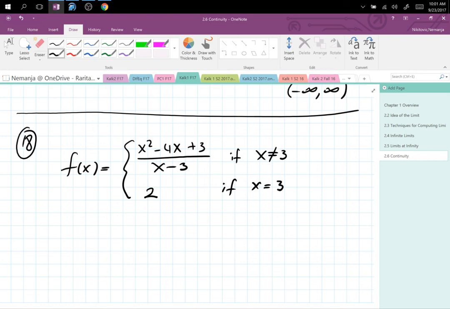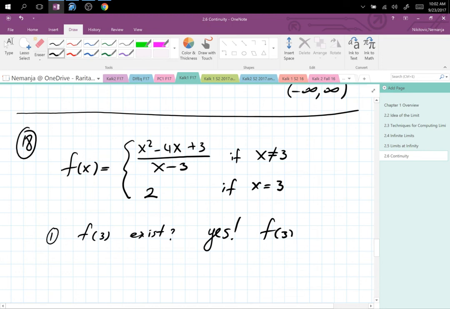So we want to consider this, right? We are looking for point discontinuity, and we know that we have to check 3 rules. Rule number 1 says, does f of 3 exist? Does it? What is it? It's 2. So f of 3 is 2.